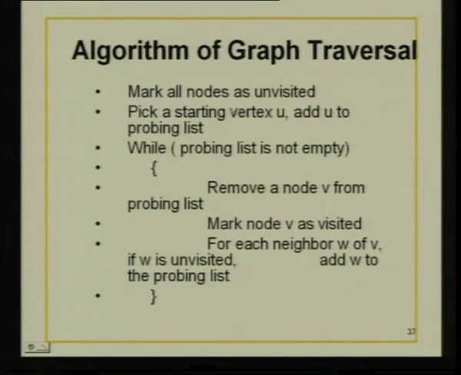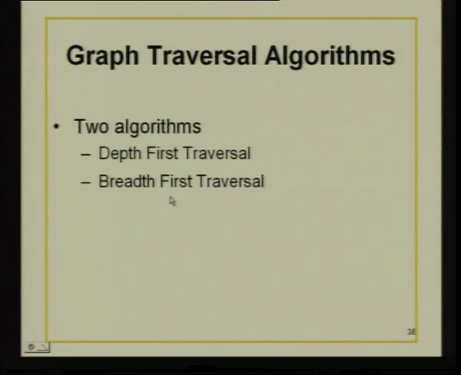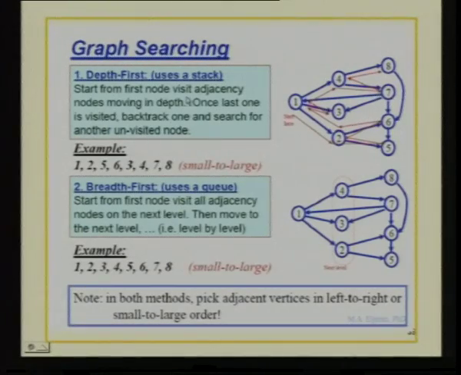So, here you mark all nodes as unvisited, pick a starting node, add u to the probing list. While the probing list is not empty, you keep adding the neighbors, and if it is unvisited, add it, otherwise do not add it. So, basically there are two algorithms, depth first and breadth first. We have already seen depth first and breadth first searches of trees. Here we are just looking, start from the first node, visit adjacent nodes moving in depth. Once the last node is visited, backtrack one, and similarly breadth first. So, you can just look at this, the principle is the same that we used in trees.